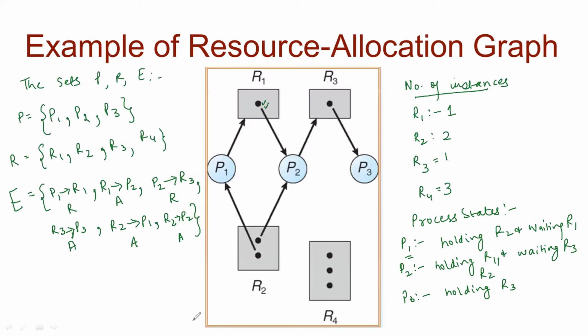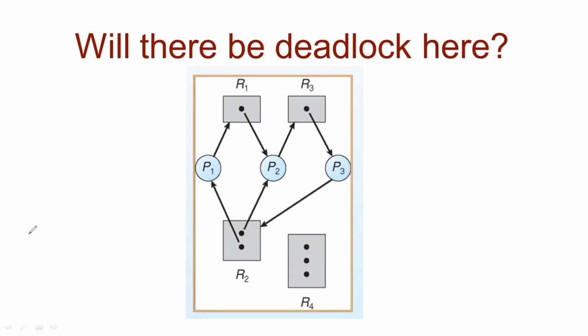So this is how we interpret a resource allocation graph. The question is, is the system in deadlock? Now we will identify the cycles in the graph. Can you draw cycles in the graph?